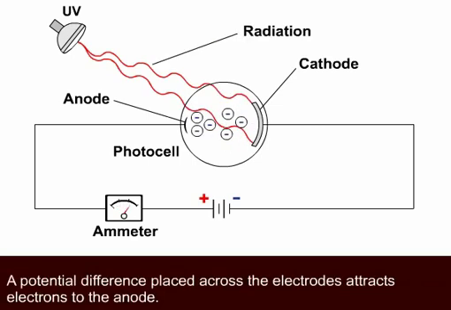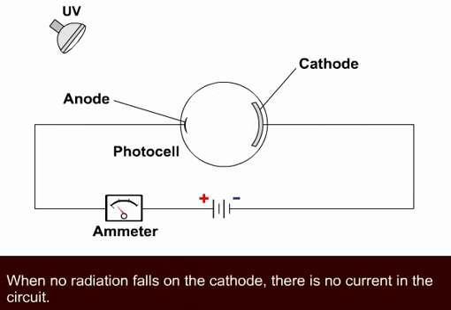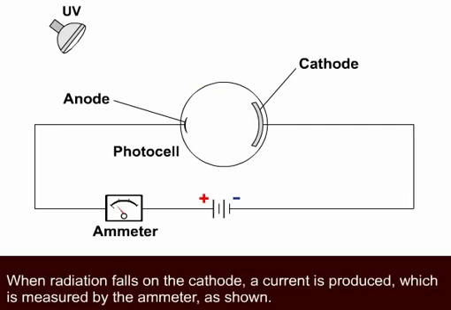A potential difference placed across the electrodes attracts electrons to the anode. When no radiation falls on the cathode, there is no current in the circuit. When radiation falls on the cathode, a current is produced, which is measured by the ammeter, as shown.